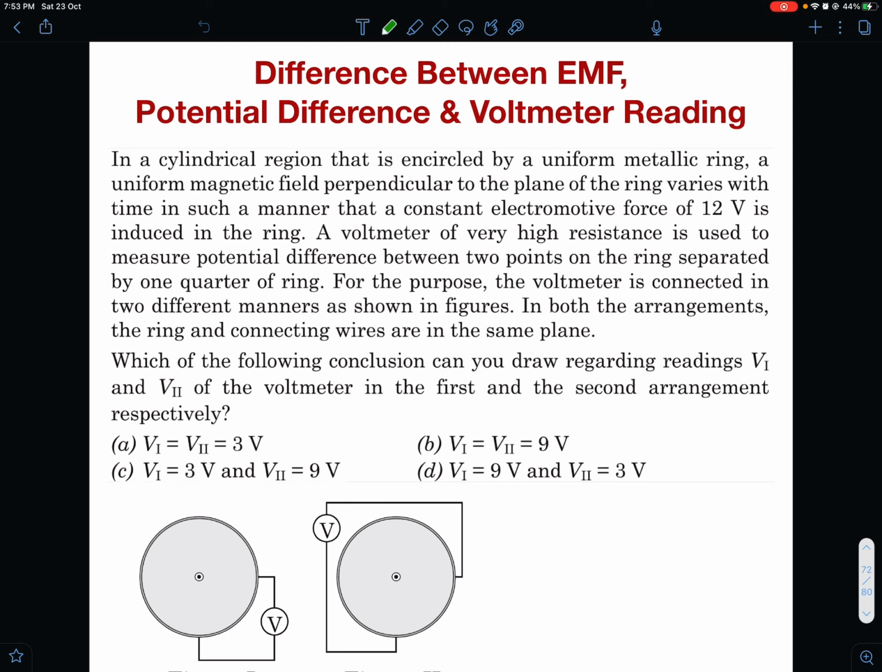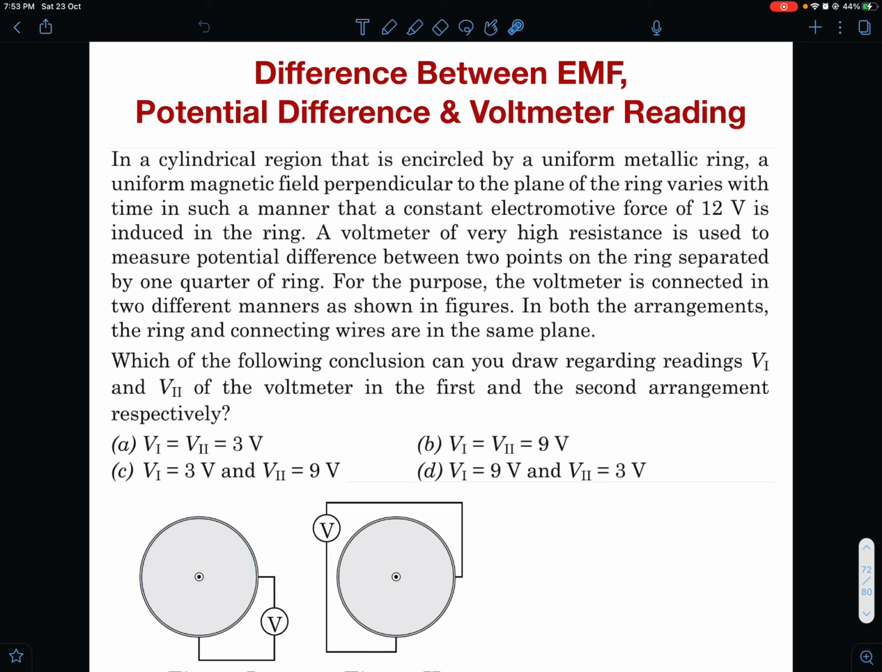So what's the question that we are going to address? This is a cylindrical region that is encircled by a uniform metal ring. A uniform magnetic field perpendicular to the plane of the ring varies with time in such a manner that a constant EMF of 12 volt is induced in the ring. So you can think that this is the region of time varying magnetic field, and let's say the field is out of the page, and this is the region where the field is there.